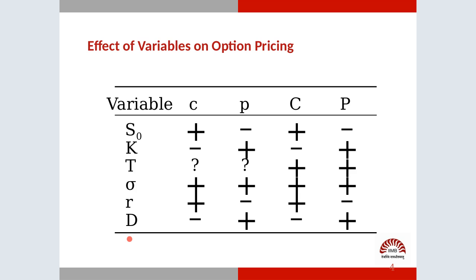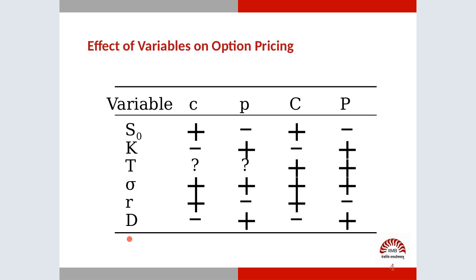If you keep the others constant and change any one of them, if you change the spot price, as the spot price increases, the call option moves in the same direction. The call price increases and the put price decreases. So if it's a positive sign, it means that the direction of move of the option price and the direction of move of the underlying factor is the same. If it is negative, it means it's opposite.